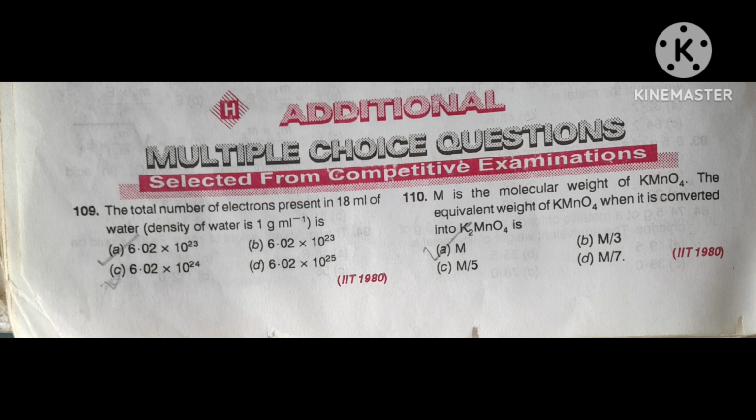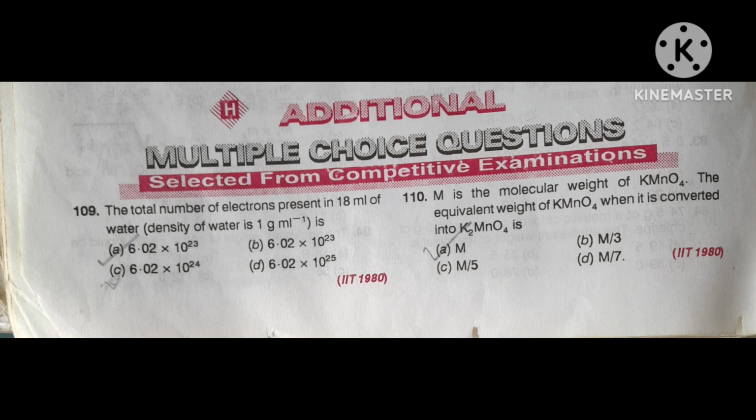This question was asked in IIT 1980. Again I am reading the question. The total number of electrons present in 18 ml of water. Density of water is given, 1 gram per ml. I think this question was asked in IIT. Now just think and answer. The question is not very difficult.